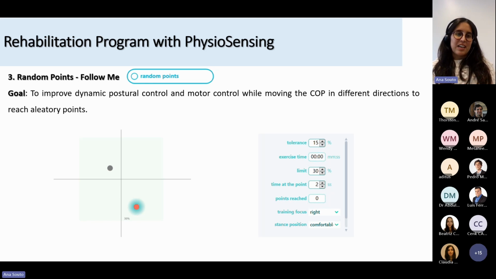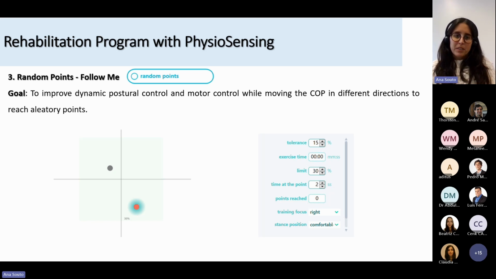Another suggestion is in the random points category. The Follow Me exercise is also an exercise for training dynamic balance. It implies reaching random points with the center of pressure, stimulating weight transfer in all directions and motor control. And it has the unpredictability effect of the location of the point. So the patient does not know where the point is going to appear. It appears and he has to go to the point with the center of pressure.